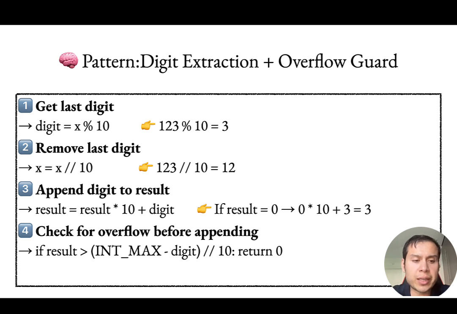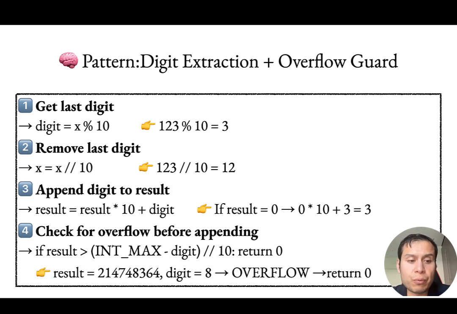And then the last pattern is the check for overflow before appending. We will use this expression: if result is greater than int max minus digit, integer division by 10, that is, if the result is greater than the boundary of the 32-bit signed integer, then we have to return 0. For example, if the result is this huge number and the digit is 8, the above expression will evaluate to true, so it's going to give us overflow, and then we have to return 0. Now let's take a look at the actual code, how this all comes together.